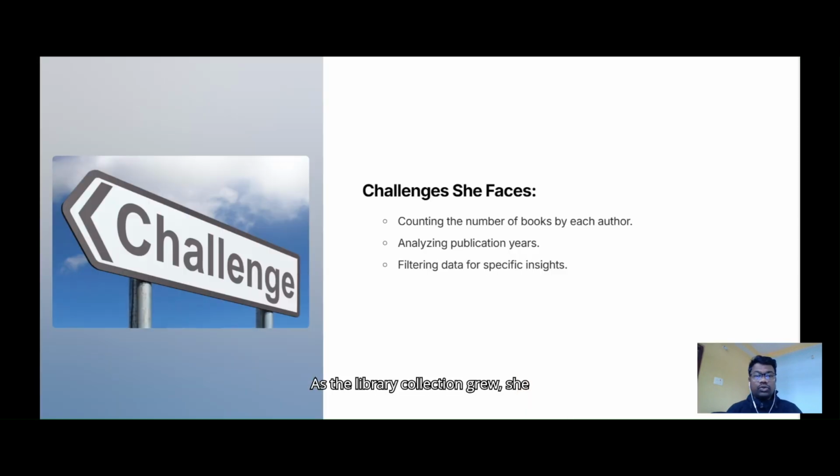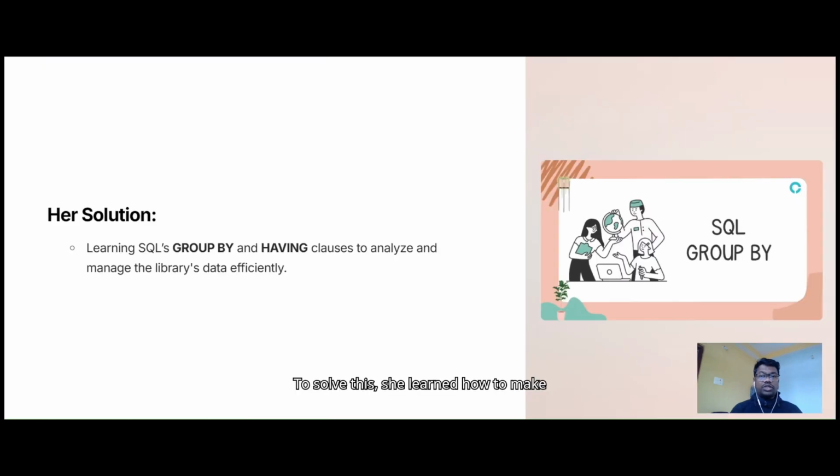As the library collection grew, she realized that using SQL to quickly analyze data, like the number of books by each author and the publication years, would make her job much easier. To solve this, she learned how to make use of the group by clause. We will try to understand the group by clause in this particular video. So these tools helped her filter the data to focus on specific information.